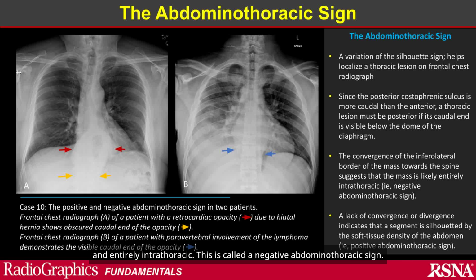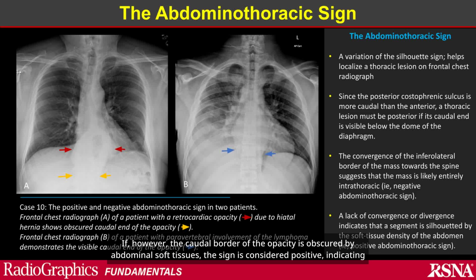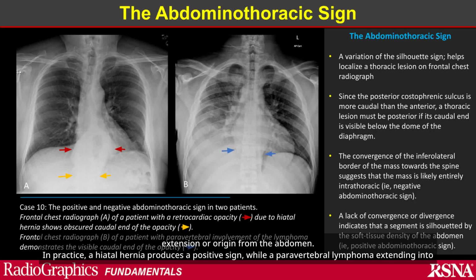This is called a negative abdominothoracic sign. If, however, the caudal border of the opacity is obscured by abdominal soft tissues, the sign is considered positive, indicating extension or origin from the abdomen. In practice, a hiatal hernia produces a positive sign, while a paravertebral lymphoma extending into the chest can yield a negative one. This sign is particularly helpful in localizing retrocardiac masses.